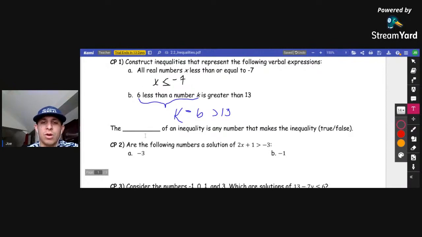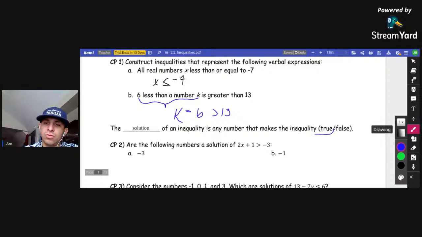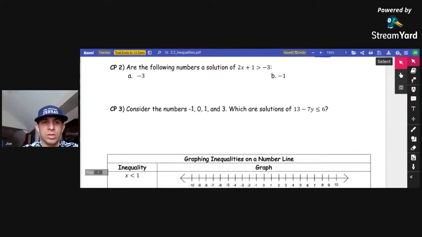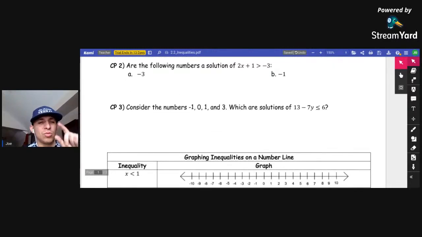The solution of an inequality is any number that makes the inequality true. Okay. And like I said to begin the video, not much is changing here between inequalities and equations. There's one subtle nuance, but for the most part, it's relatively consistent.